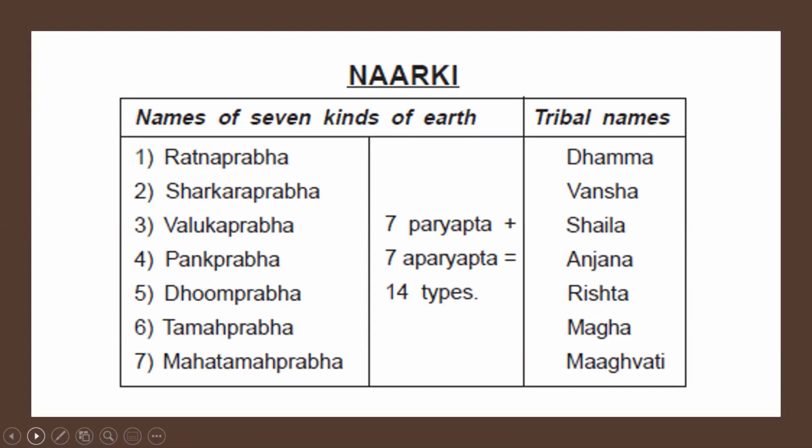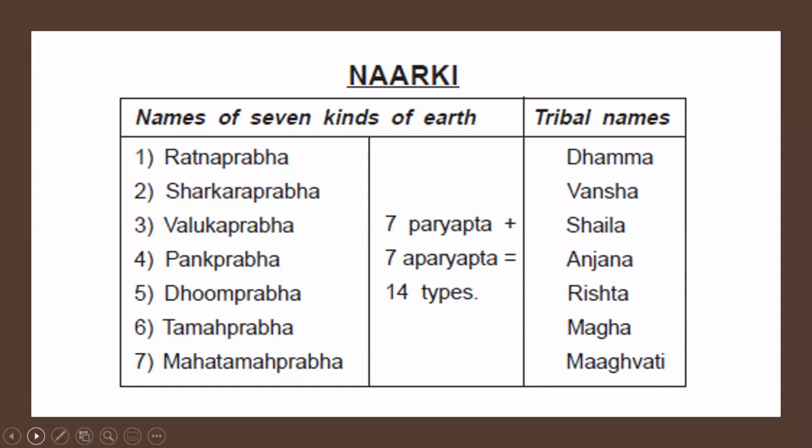And the thing to remember about the 7 Narkavas is that the pains, the ayushyas, the height, and everything goes on increasing as you go down. That means the 7th Narkavas, that is Mahatama Prabha Bhumi, has the maximum pains and maximum ayushya.